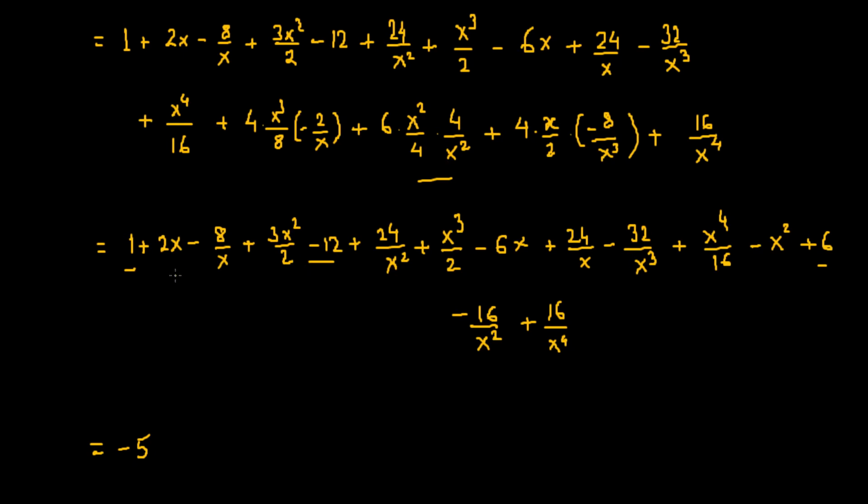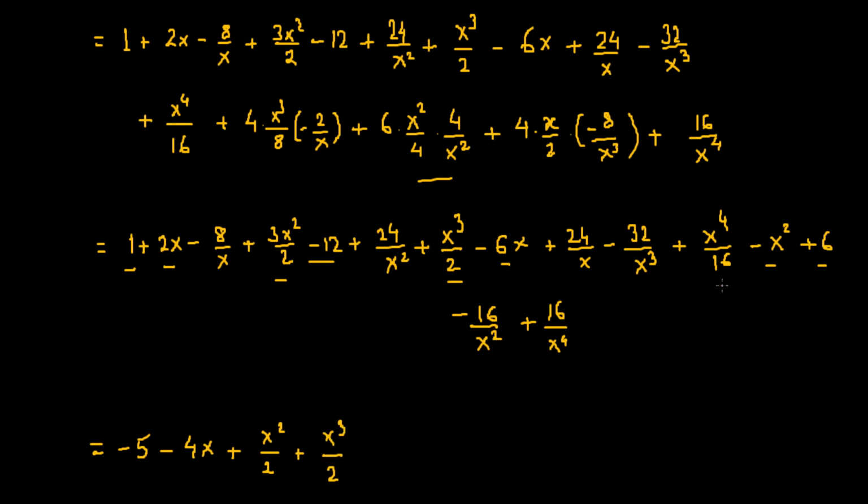So twice x and negative 6x. This would give us negative 4x. Then we go to the x squared term. X squared is twice x squared over 2. Anywhere else? So there's another x squared here. So twice x squared over 2 minus x squared would give us x squared over 2. Then we go to the cubic, x cubed over 2. Another one? No, we don't have. So that's the only one. So this is x cubed over 2.